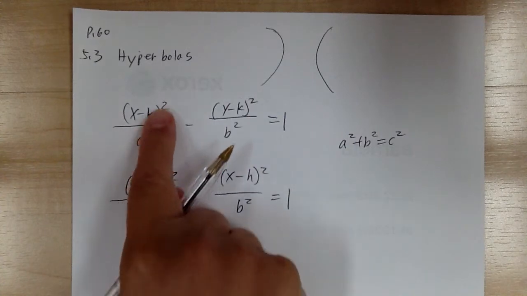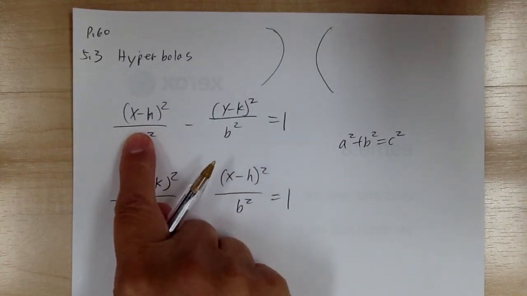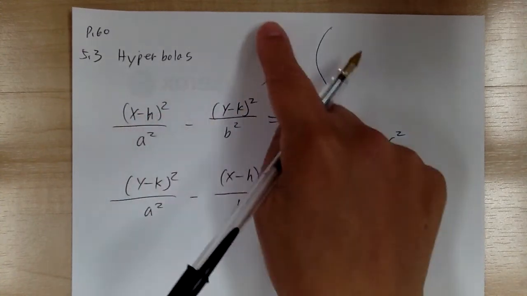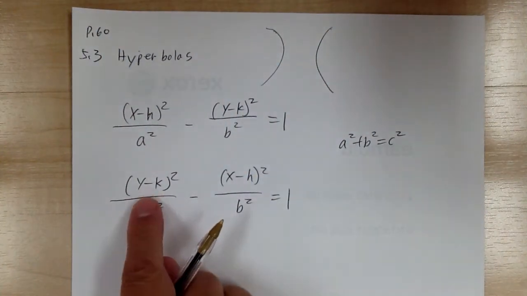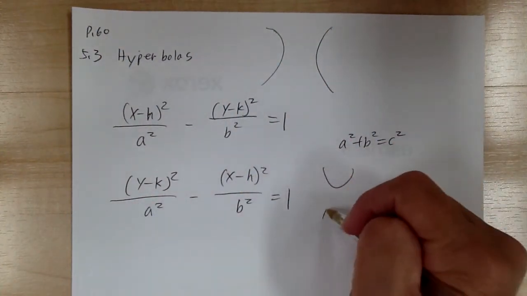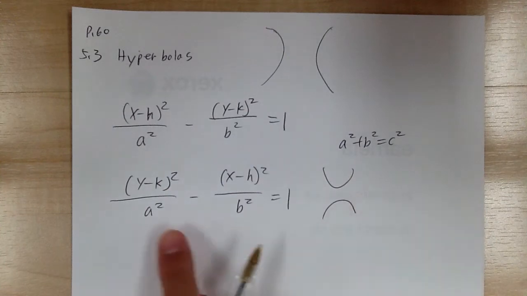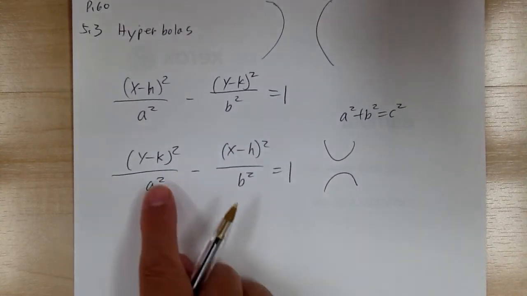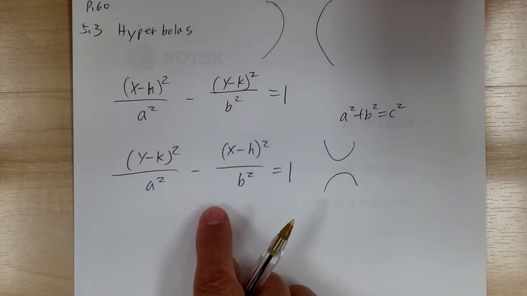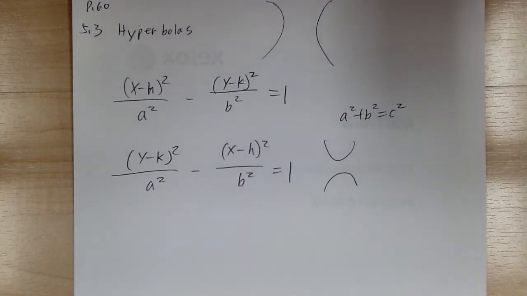The first variable gives you the direction in which it opens. So x comes first, so it will open in the x direction. In this one, y comes first, so it will open in the y direction. So they give you the direction. The h and k give you the center. A and b give you the box.